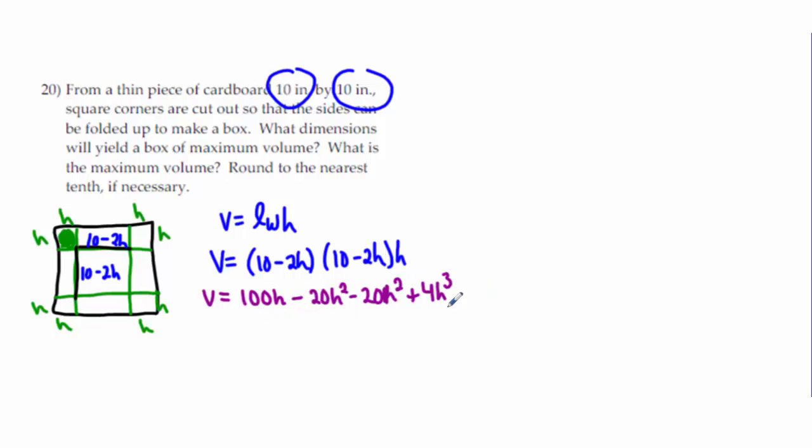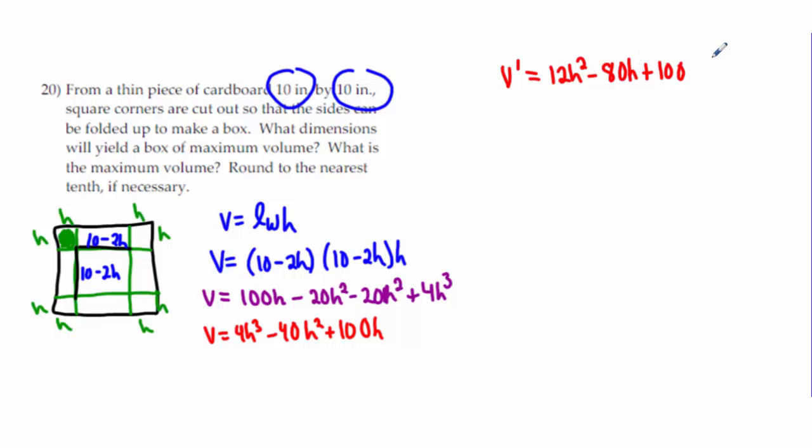So if I rewrite this where the h cubed is first and I add my like terms, this is 4h cubed minus 40h squared plus 100h. That's my volume formula. I want to take the derivative of that. So that gives me 12h squared minus 80h plus 100. I'm going to set that equal to 0 and solve, which means I need to do two things. I need to take out what they all have in common, and then I'll still have to slide and divide. So they all can be divided by 4.